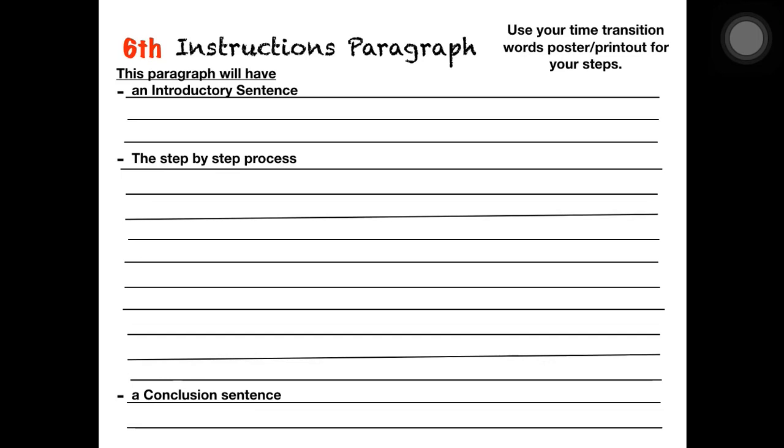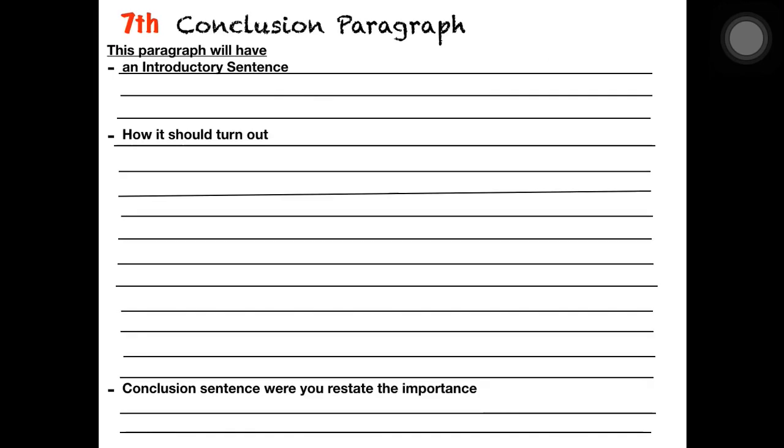The 6th step was your instructions paragraph. Here you will want to get out or print out that time transition words poster or printout for your steps so that you can make sure your steps are flowing and are ordered well. So for this paragraph, you will have an introductory sentence, the step-by-step process, and then a conclusion sentence.